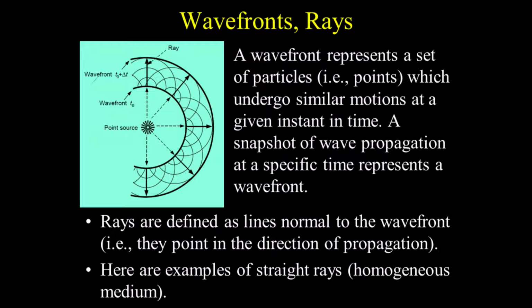Rays are defined as lines normal to the wavefront. That is, they point in the direction of propagation. This figure shows examples of straight rays. These rays are the solid straight lines in this figure. In general, rays are straight lines in homogeneous, isotropic, elastic media.